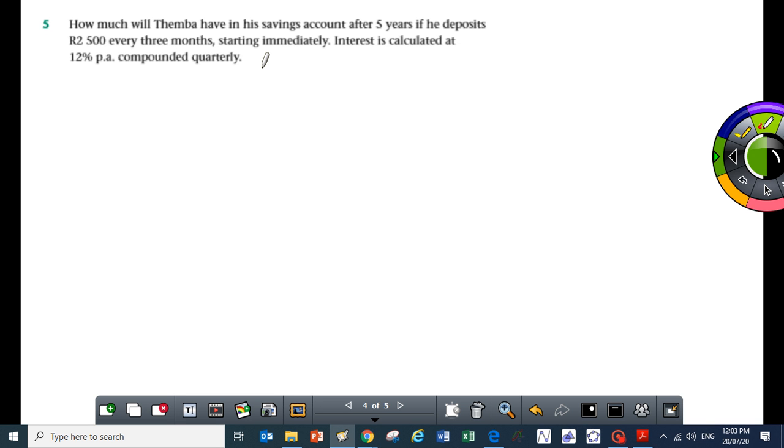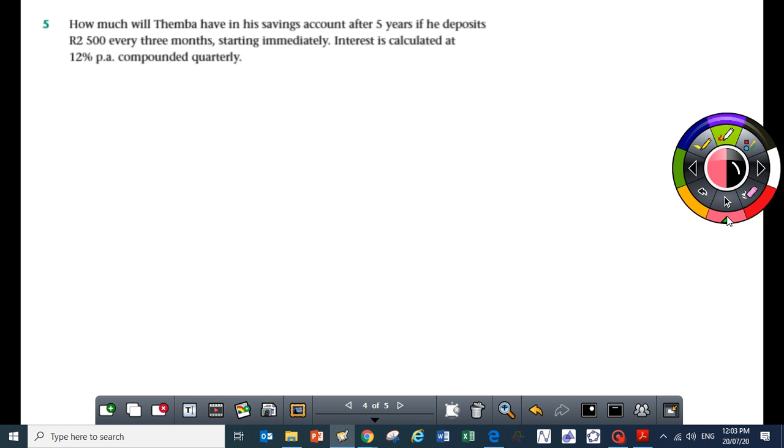If he deposits 2,500 every 3 months, starting immediately. Okay, interest is calculated at 12% per annum compounded quarterly. Now, for this question, it's very important for you to also take note of the keywords. So we have got 5 years, right? It's going to deposit 2,500 every 3 months, starting immediately. Interest is calculated at 12% per annum compounded quarterly.